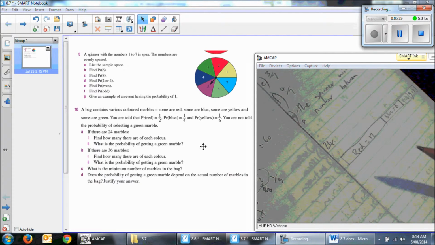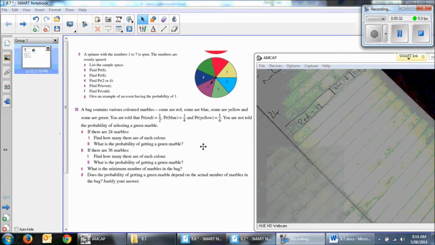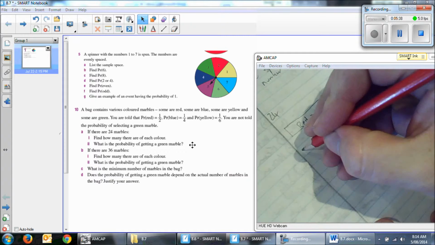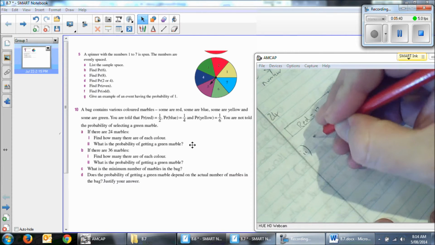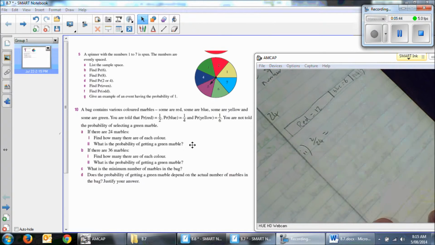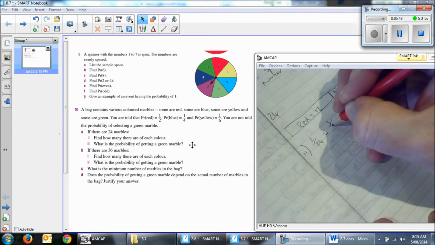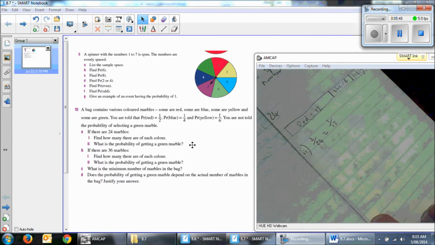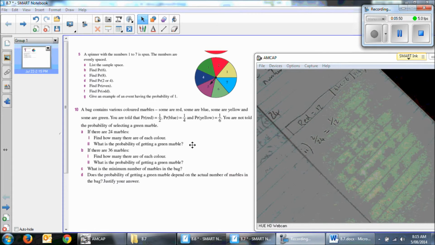Let's have a look now at the second question here. What is the probability of getting a green marble? Well, it's 2 in 24. And if we simplify that fraction, it's 1 in 12. If there are 36 marbles, find how many there are of each colour. What is the probability of getting a green marble?